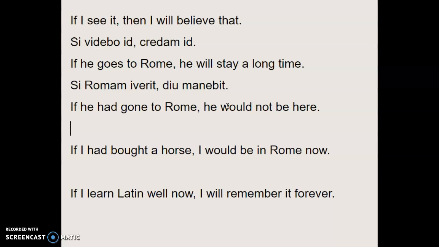If he had gone to Rome, he would not be here. So immediately we look through this, we say, okay, would, we're in counterfactual.